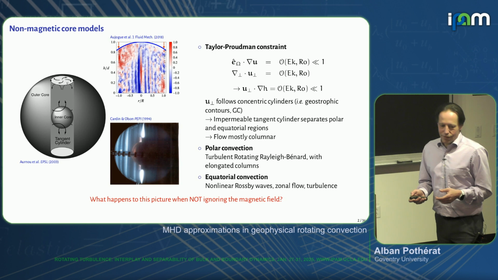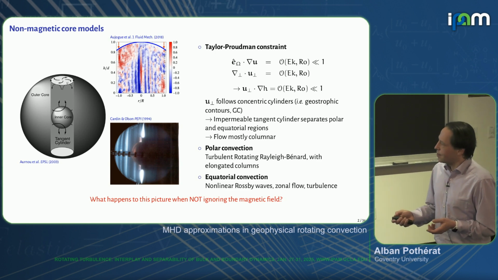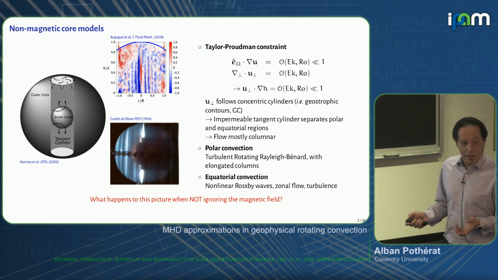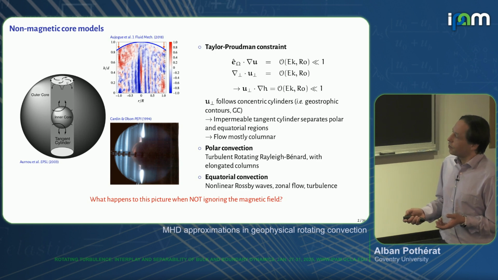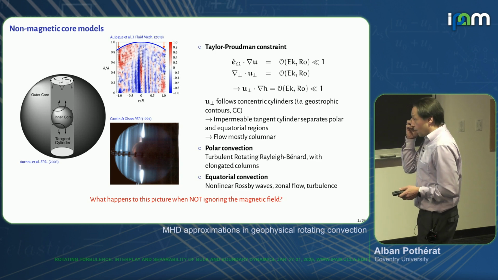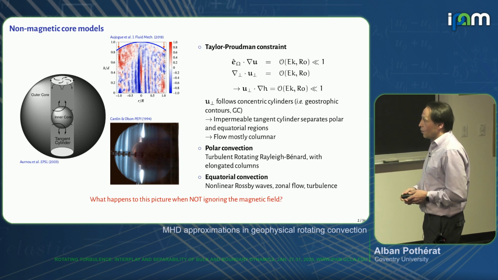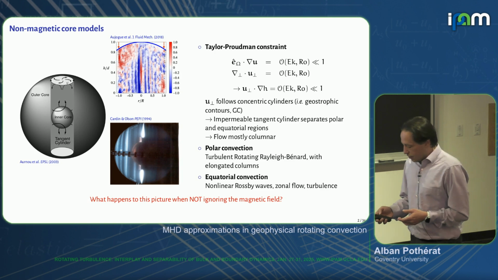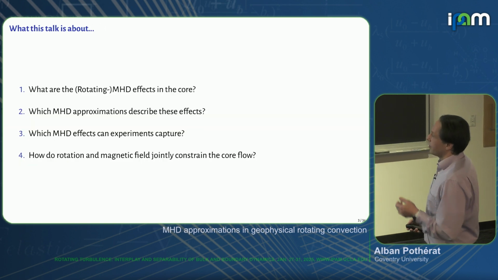But the question is, of course, the Earth has a magnetic field, and this is a picture that does not account for the magnetic field, and it also has a highly conducting liquid metal here. So the magnetic field will have an effect. What happens to this picture when we try to account for the magnetic field? These are the questions that I want to discuss today.